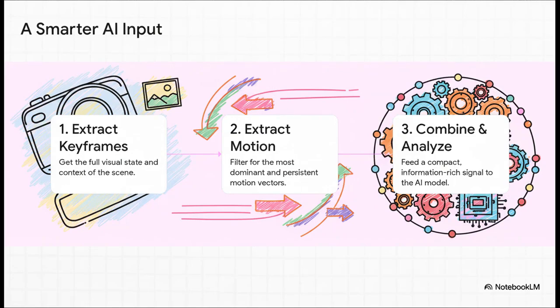So the process itself is beautifully simple. First, you pull out the keyframes to see what is in the scene. Second, you extract the most important motion vectors to see how things are moving. And finally, you feed that compact, combined data stream to an AI. It gets a rich understanding of the scene without being overwhelmed by tons of redundant pixel data.